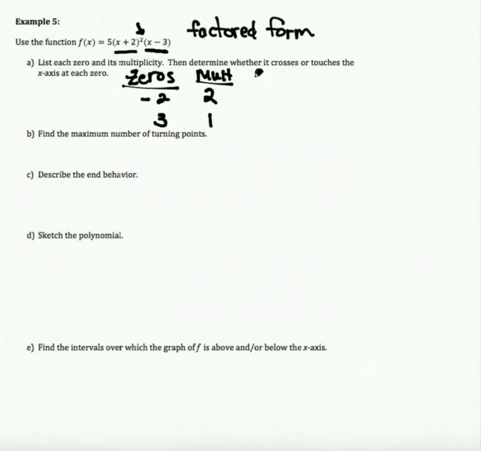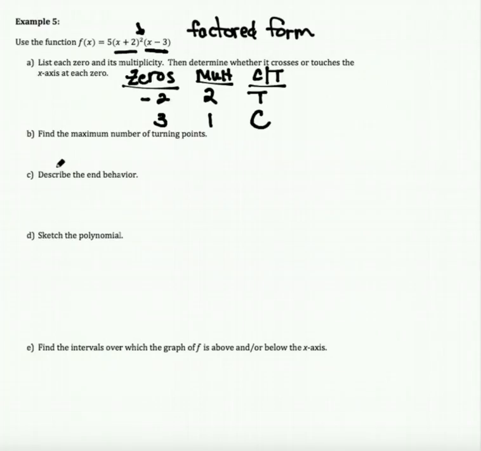Now I have to decide if it's going to cross or touch. Remember, we're looking at the multiplicity to determine that. If the multiplicity is even, so in this first one, the 0, negative 2, has a multiplicity of 2. Since it's even, it's going to simply touch the x-axis. And my other 0, 3, since it has an odd multiplicity, it's going to cross the x-axis.